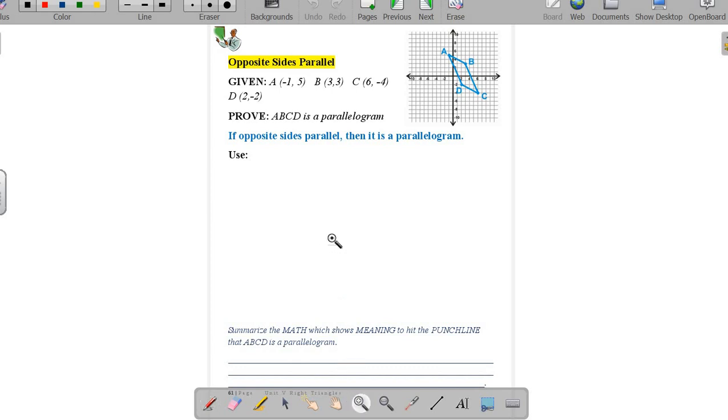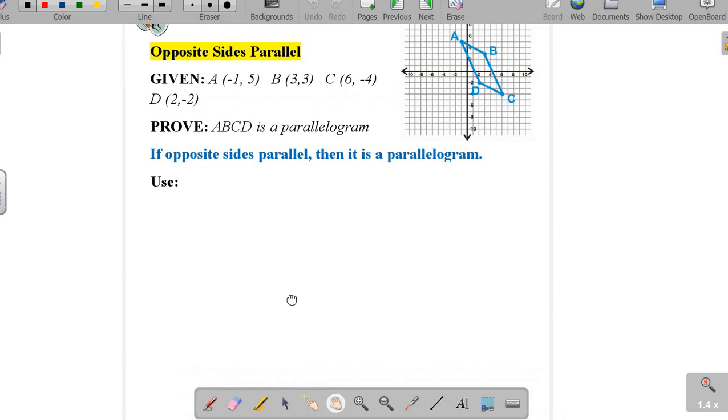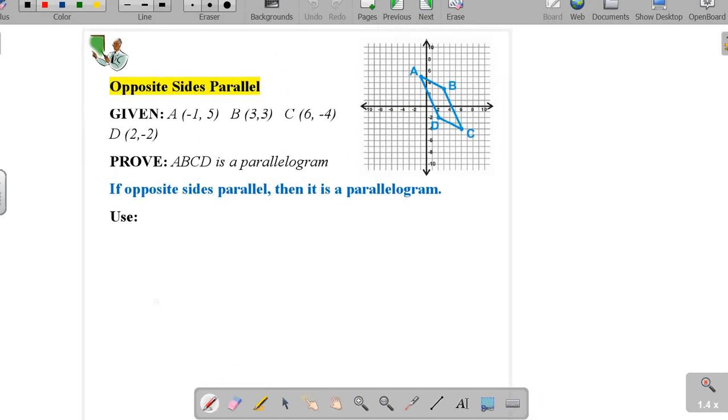Here, we are given a quadrilateral. And we are told that point A is at -1, 5, B is at 3, 3, C is at 6, -4, and D is at 2, -2. We want to prove that this is a parallelogram.